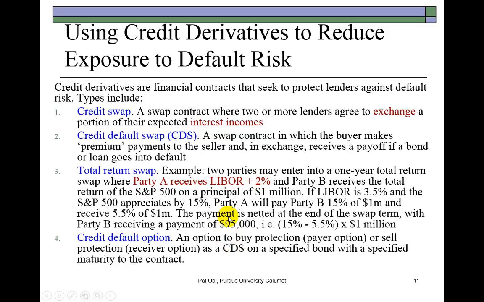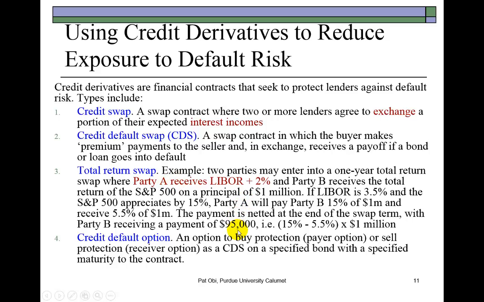So the way it works is that the payments will be netted out at the end of the swap term, with party B receiving a full payment of the netted payments of $95,000. That means 15% that party A would pay minus 5.5% that party A will receive. So party A is paying 9.5% more. That 9.5% multiplied by $1 million is $95,000, which party A unfortunately would have to pay to party B.